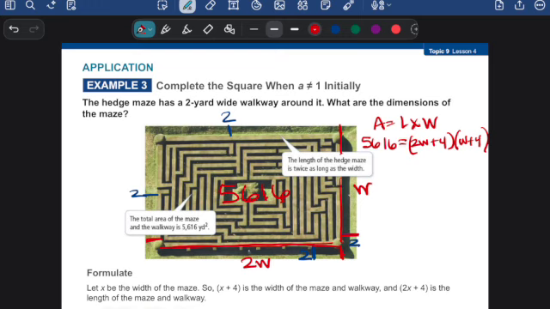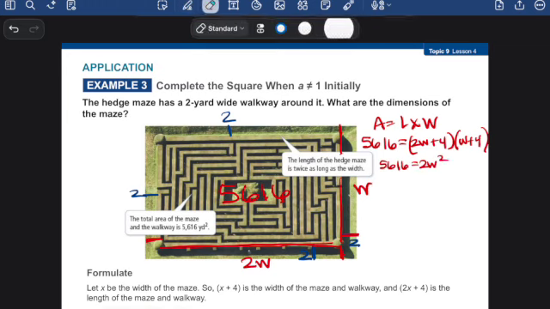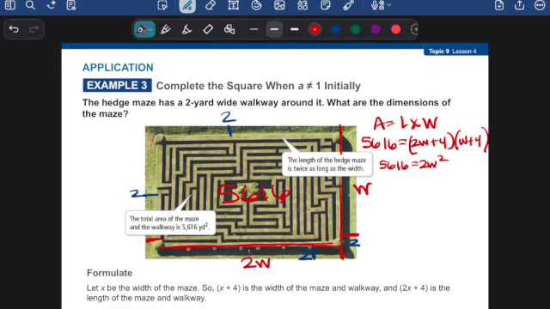Okay, and then we can distribute because we need to solve for W. So then we're going to do 5616 equals 2W squared. I'm distributing in my head a little bit, so write out your area model if you need to. But 2W times 4 is 8, and plus another 4 is 12W plus 16. Okay, so I've distributed. Okay, I can divide everything by 2.